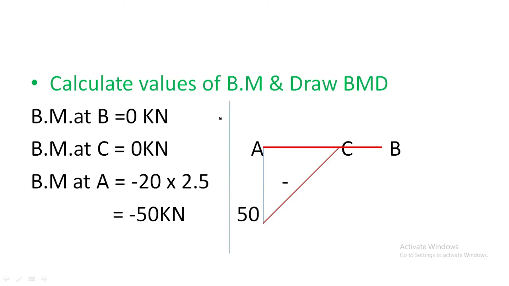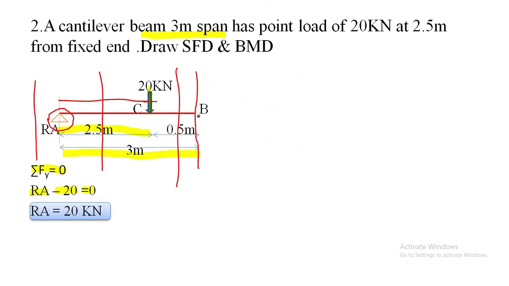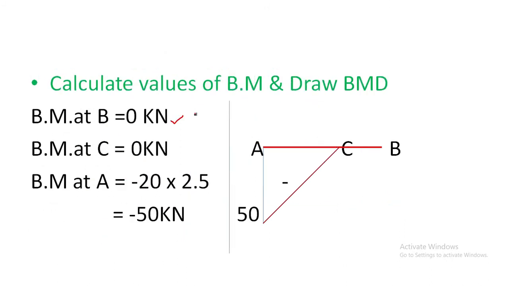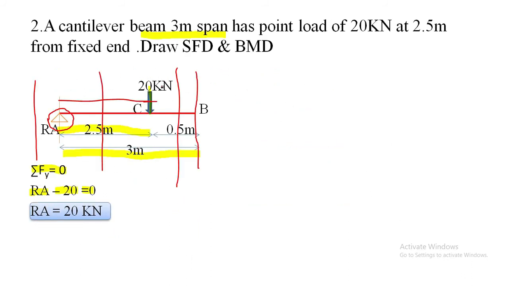So first, the bending moment of B is equal to 0 kilonewton. Here B is considered because B is present at the free end. Then next is the bending moment of C. It is also 0 kilonewton. How does it come? Now we have to calculate the value of the bending moment of C, means the value here.